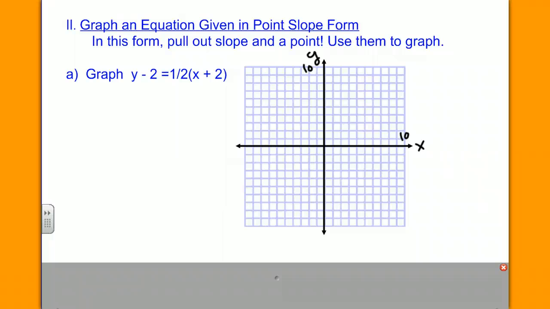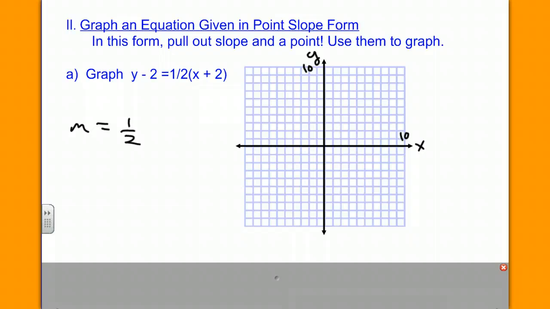So we do not have to transform the equation into slope-intercept form. We can simply pull out what we need. And to graph a line, we simply need slope and a point. That's all we need. So let's all say the slope here together. M equals what? 1/2, right? Look at it, the slope is 1/2.